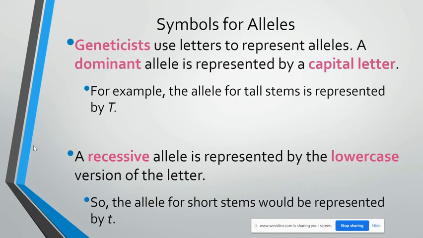Right, so geneticists use letters to represent these alleles. So a dominant allele is represented by a capital letter. So, for example, the allele for tall stems is represented by a capital T. So that kind of represents tall. And generally, we try to use letters that go along with the trait we're looking at. And then a recessive allele is represented by the lowercase version of that same letter. So we wouldn't change the letter we're using. We're still going to use a T, but this time it's a lowercase t.